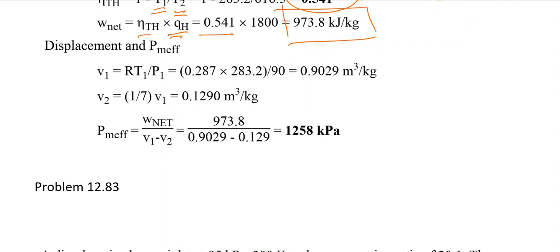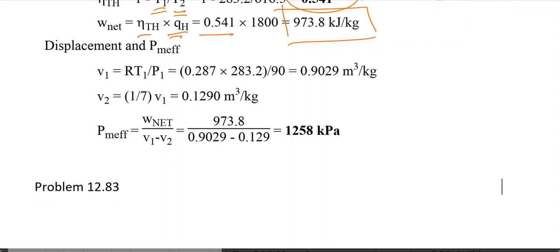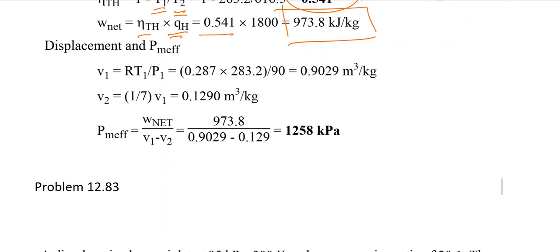For the mean effective pressure, it is the net work divided by the swept volume. The net work is already there, but the volume, which is V1 minus V2, is not there. Yes, we have got the compression ratio, V1 by V2, which is equal to 7, but the individual volume is not there. Using the ideal gas equation, PV by T is equal to constant, as I said earlier as well, and that is equal to R.